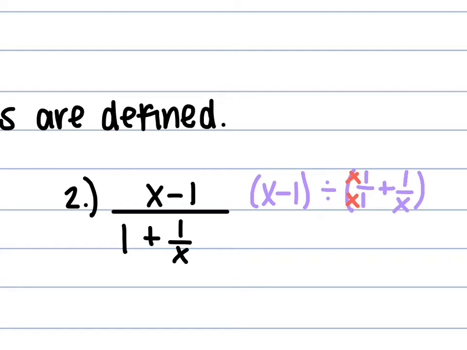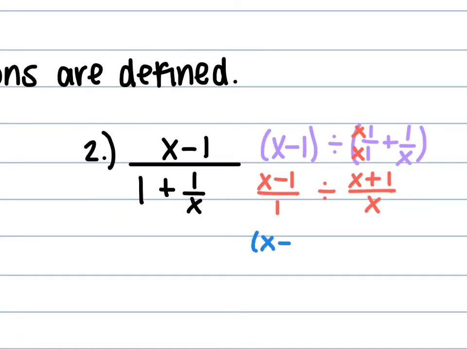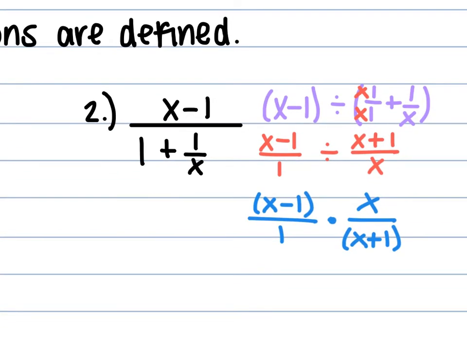So x plus 1 is just x plus 1 over x divided by x minus 1 over 1. Keep, change, flip. So this is going to be x minus 1 over 1 times x over x plus 1. You can't simplify here before you multiply, so it's just going to be x times x minus 1 over x plus 1.